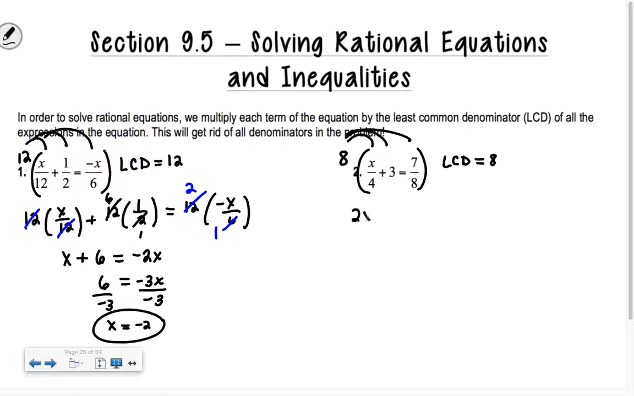So we have 8 times x over 4, and we get a 2. So I'm going to have 2 times x. And then plus 8 times 3 is going to be 24. And then 8 times 7 over 8 is going to be 7. So see if you get used to doing it, it's writing out very little steps, right? So we're going to subtract the 24 over. When we do, we get negative 17 equals 2x. So x is negative 17 over 2.